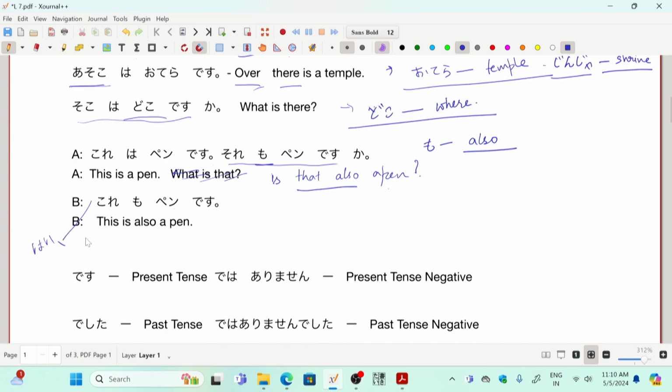Next is mo, which is used for "also." Kore wa pen desu. And there is someone else also, and he is also having a pen, and I can ask him, Sore mo pen desu ka? And that person will say, Hai, kore mo pen desu. And that is how the particle mo is used for the meaning of also.